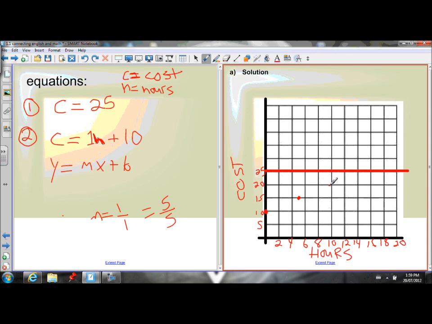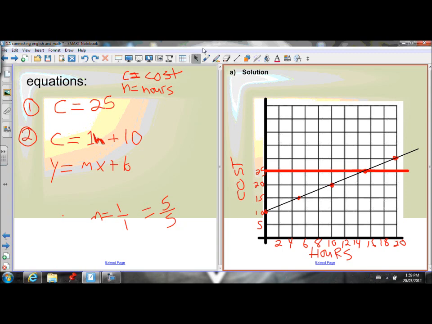10, and up 5, and over 5 more, 15, up 5, over 5 more, to 20. Okay, I'm going to connect that with a line. There we go.